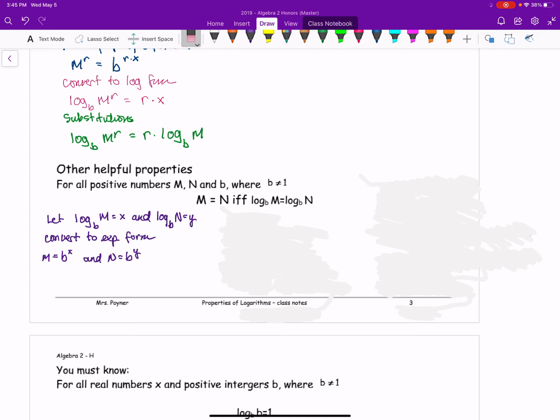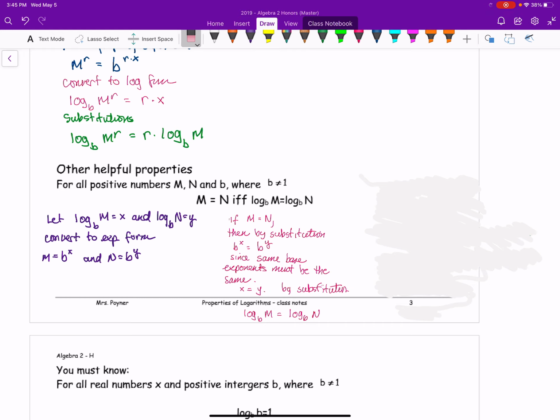The only thing is, this is a biconditional. It says if and only if. That means that if m is equal to n, then we can take the log of both sides. And vice versa is also true. If you're taking the log with the same base on both sides, that implies that the two things inside are going to be equal to each other. So we're going to prove it in both directions.